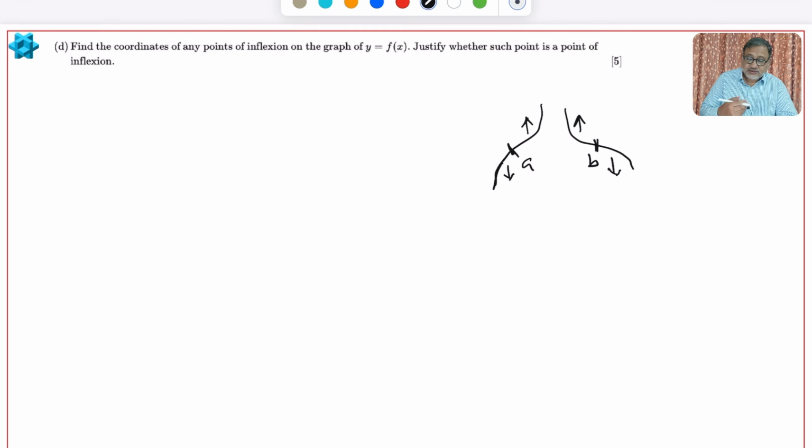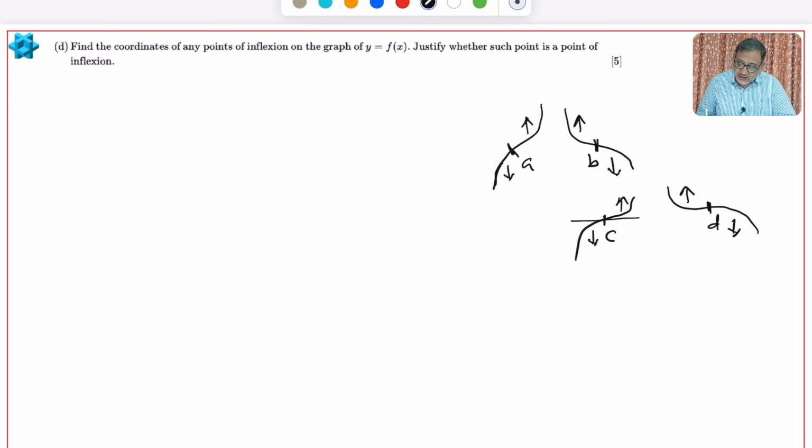There can be a stationary point of inflection also, but these are just the points of inflection. If it is a stationary point of inflection, the gradient at that point should be 0. So concave down then concave up can be the C point, or concave up then concave down, the D point. All these points are points of inflection, right? So we'll check the concavity.